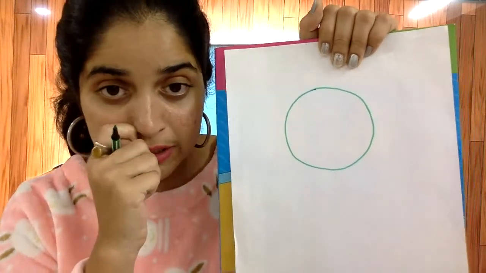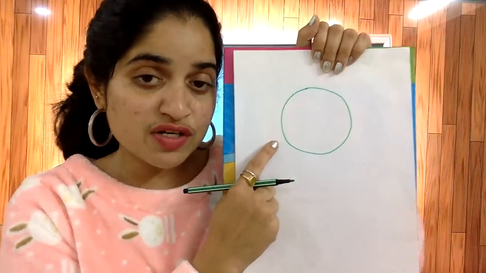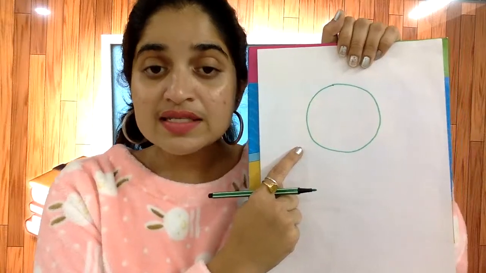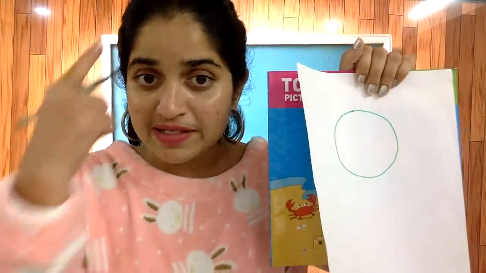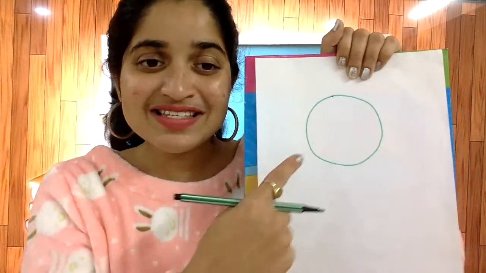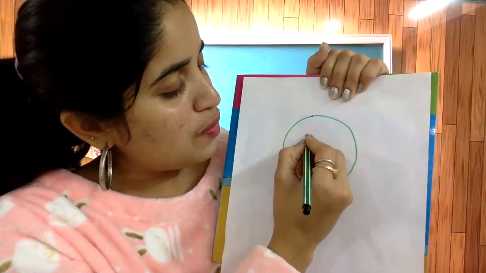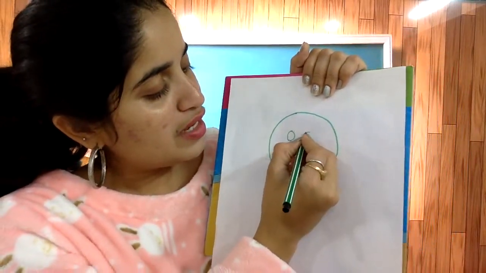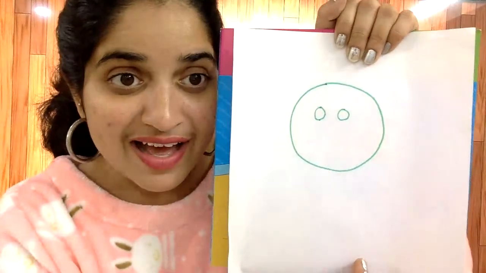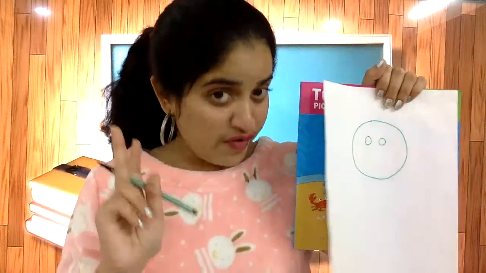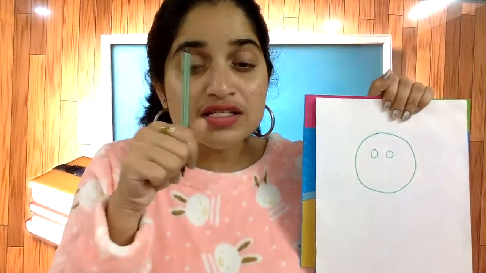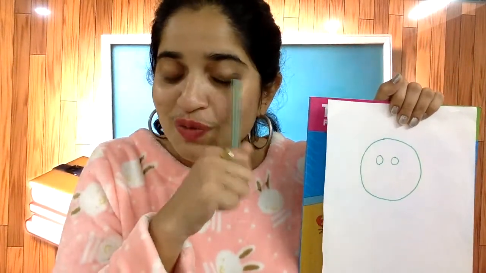draw a circle, children, everybody. Can you tell me which shape is here? This is a circle. This is going to be our face. It's a circle. And now, here are our eyes. Eyes. How many eyes do we have? Can you all tell me, children, how many eyes do we have? We have two eyes. One, two.